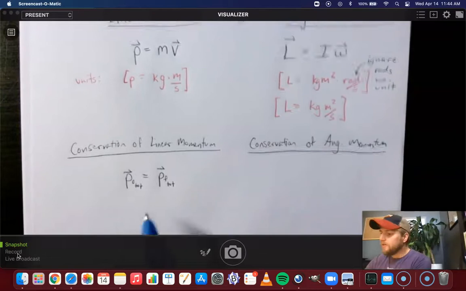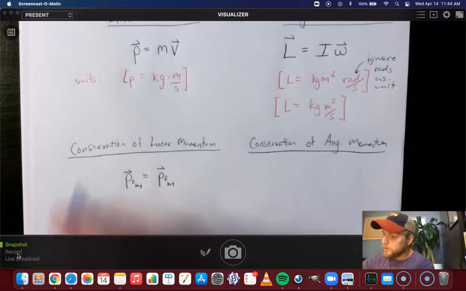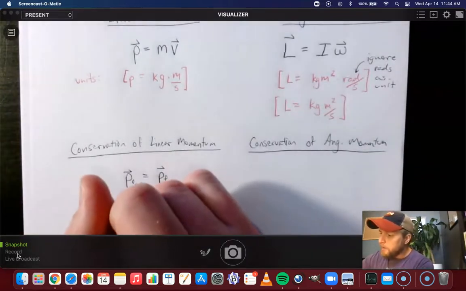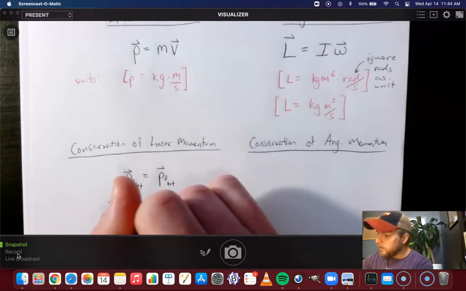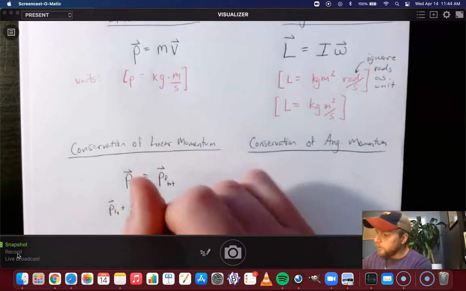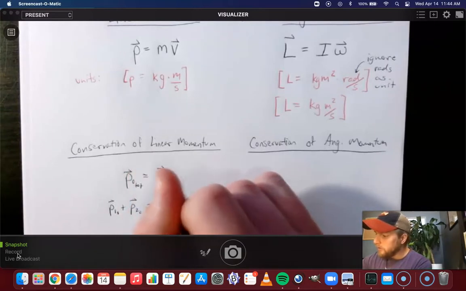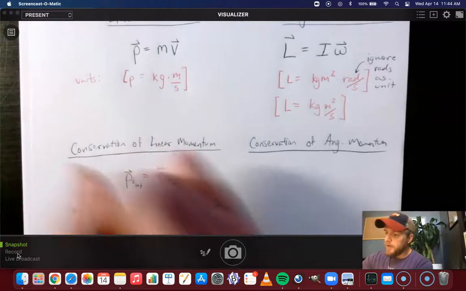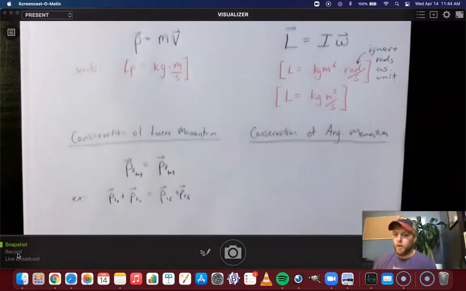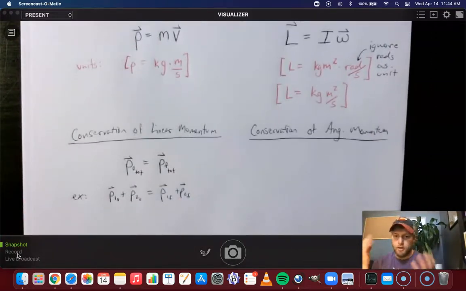Now, of course, we can fill in these details. Often we'll do things like P1 initial plus P2 initial equals P1 final plus P2 final. But keep in mind that we could have as many objects as we want. So you could have 2 cars collide or 2 balls collide, and this is how we typically do that.